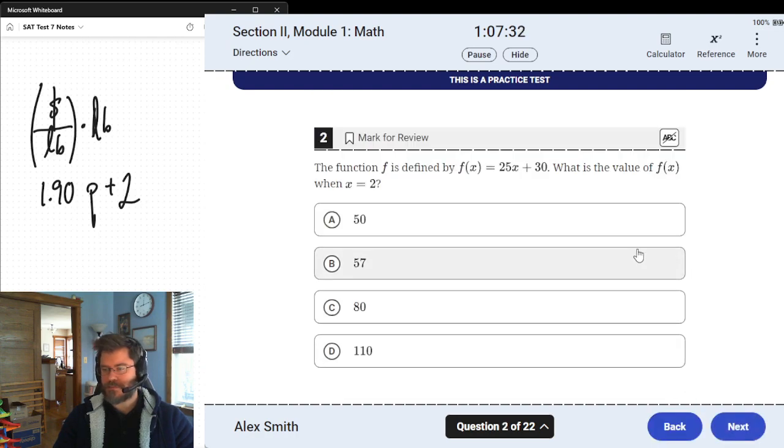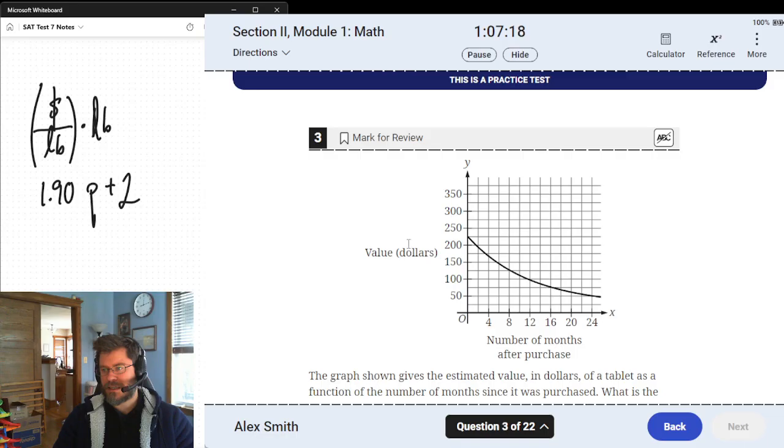I'm going to speed up a little bit. Don't need to over-explain things here. 25x plus 30, another linear function. X is 2. Just plug it in. 25 times 2 plus 30, so naturally 80.